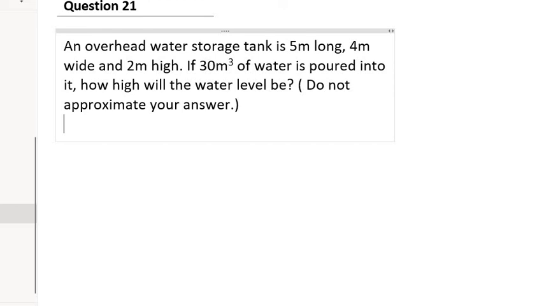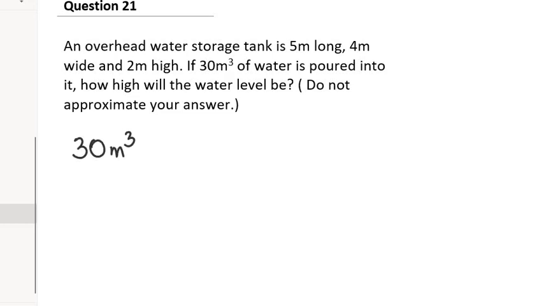This question says, an overhead water storage tank is 5 meters long, 4 meters wide, and 2 meters high. If 30 meter cube of water is poured into it, the volume of water poured into it is 30 meter cube. How high will the water level be?